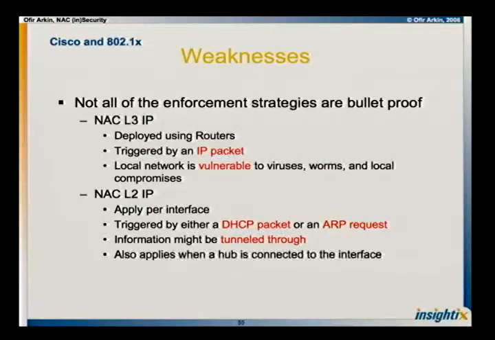Also, the NAC L2 IP applies per interface. It's triggered by either DTP or ARP. So if you do not trigger these, you'll still be able to tunnel traffic through that particular interface. And although it applies per interface, you're still able to connect a hub or a Cisco IP phone and have another network or another subnet down there that the switch will not be aware is not a direct connect. Not that it's not a good thing, but still you'll be able to connect different things to that particular area.